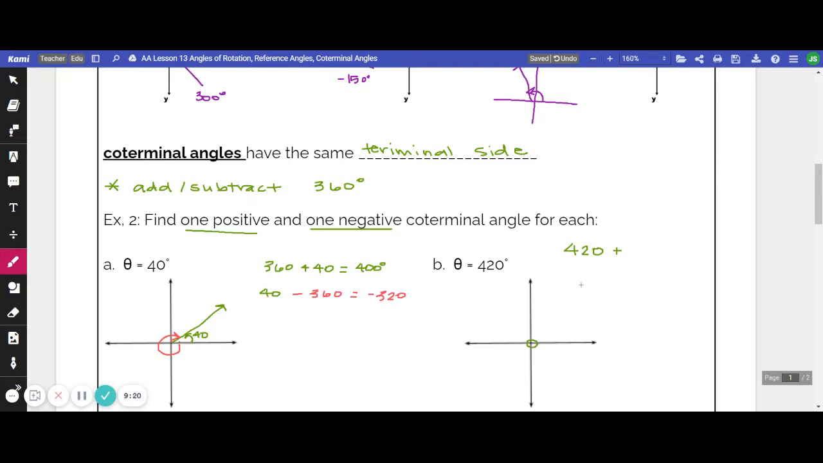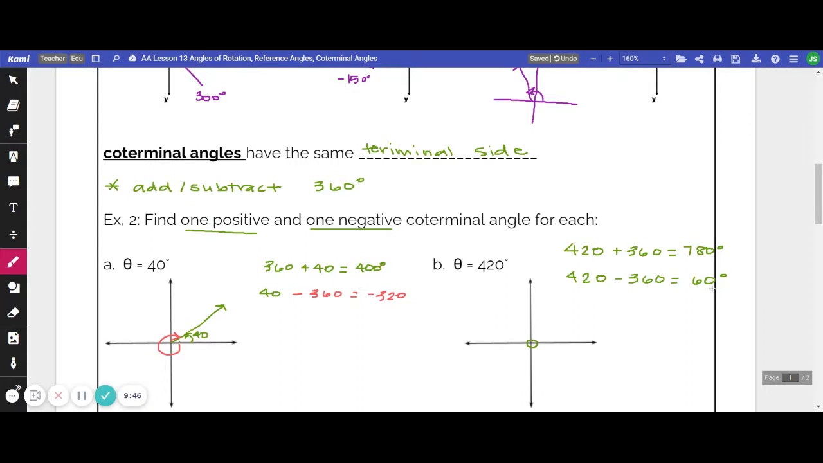So that's already over 360. I could add another 360 again and get another positive coterminal angle. That would be 780 degrees. But when I try to find the negative one and I subtract 360, I get positive 60. So it's still a positive answer.